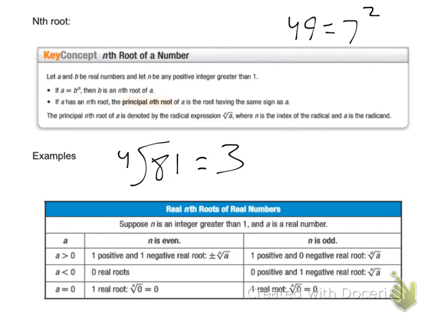Well, you can start with 1. 1 times 1 times 1 times 1 is 1. Then 2 times 2 is 4, 4 times 2 is 8, 8 times 2 is 16. So it can't be 2, so then you try 3. 3 times 3 is 9, times 3 is 27, and times that by 3 is 81. Okay?